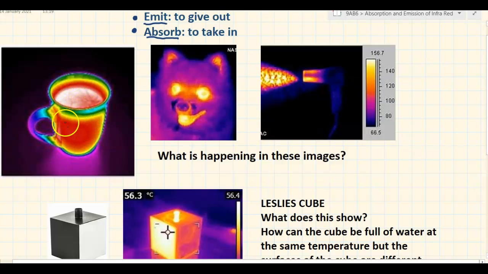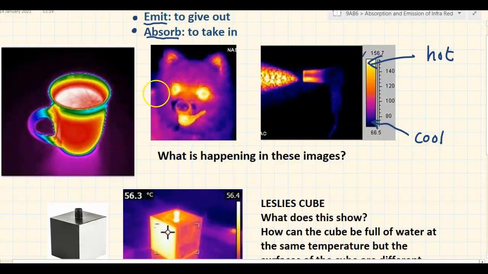And this is what these images are showing. The colours represent temperature, and the usual thing, if you look at this scale over here on this picture, the hotter something is, the closer it is to white, and the cooler something is, the closer it is to blue.